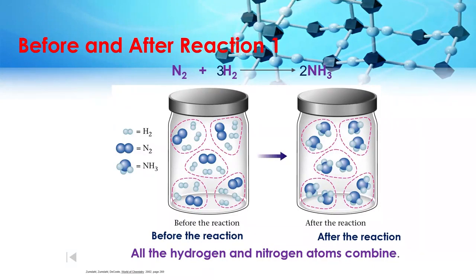Is there excess reactant in this case? Which one is the excess reactant and which one is the limiting reactant? This shows before the reaction, after the reaction, ammonia is produced. There is no reactant that remains in excess after the reaction. So all the hydrogen and the nitrogen molecules combine. So both the nitrogen and hydrogen are the reactants that limit the formation of ammonia in this case. No excess reactant.